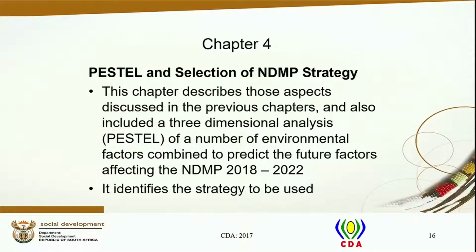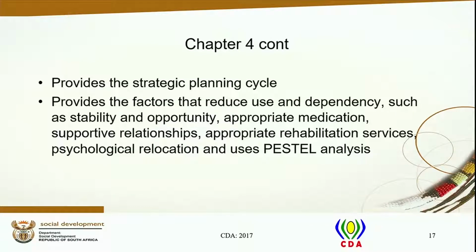Chapter 4 then talks about the PESTEL and the selection of the National Drug Master Plan strategy based on the assumptions, but those are informed assumptions by people who are working in the field and understand it clearly. So the chapter describes those aspects as discussed in the previous chapters and includes a 3-dimensional analysis using the PESTEL as being one of the guiding principles as well. It also identifies then the strategy that we are using in formulating the policy going forward.